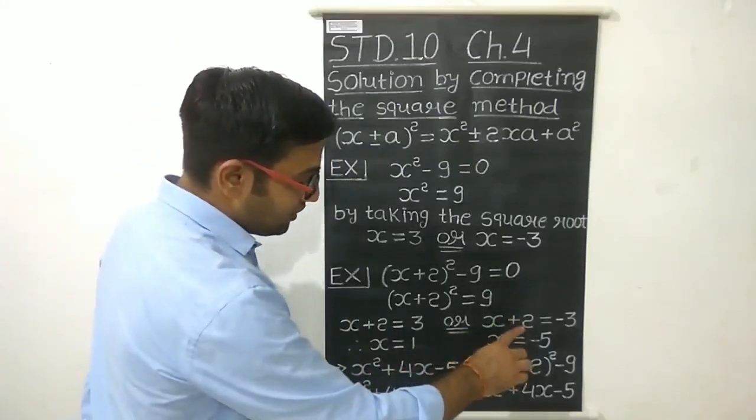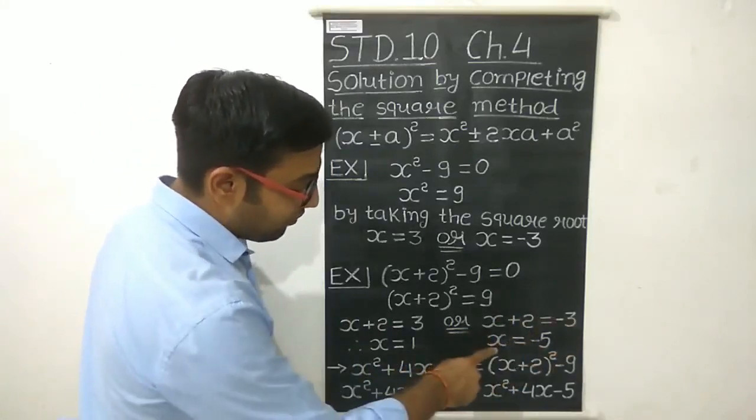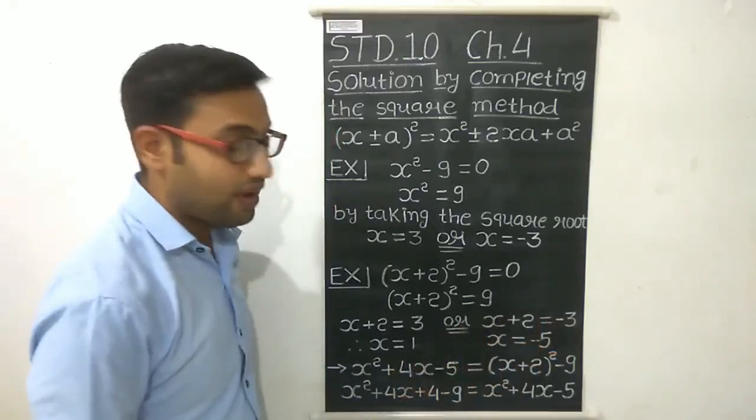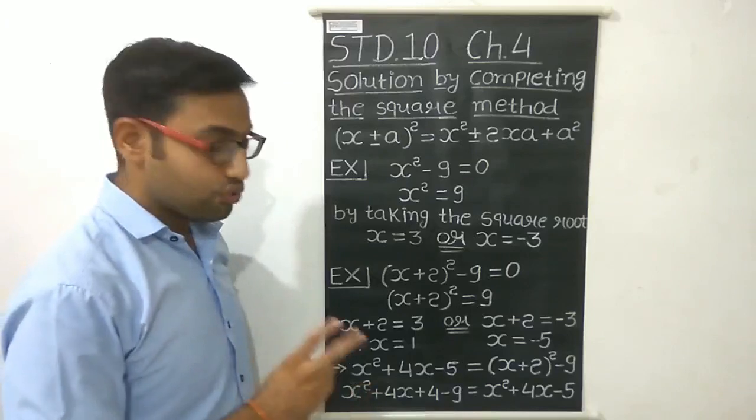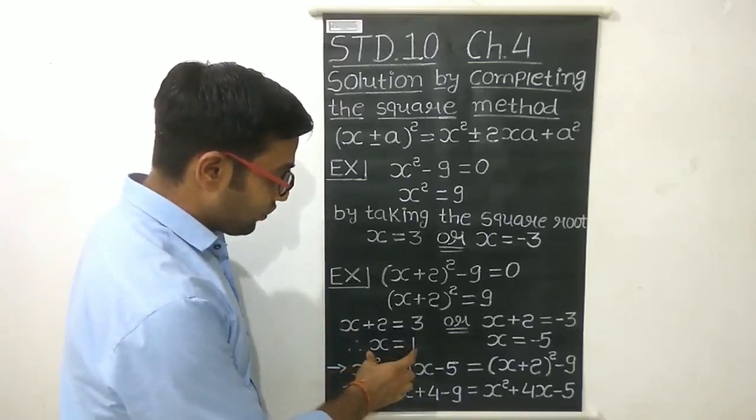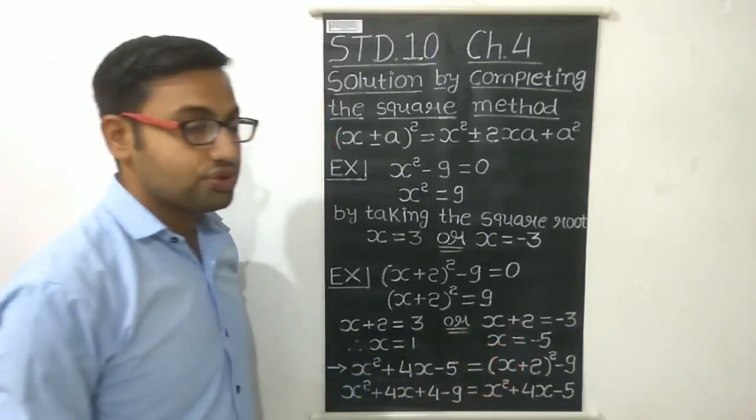Here also, by taking this 2 to the right-hand side, we will get the value of x equals minus 5, because minus 3 is already there. So we get two values, or two solutions, here: x equals 1 and x equals minus 5.